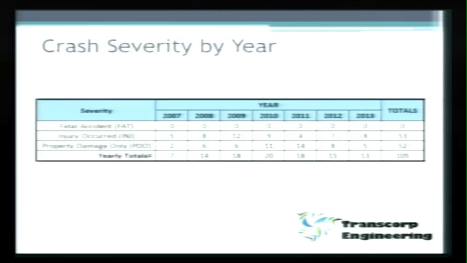The next table looks at crash severity by year. We've got fatal accidents, injury occurred, and property damage only. It can be noted there were no fatal accidents during these 7 years, and injury occurred and property damage were pretty evenly distributed during the years.